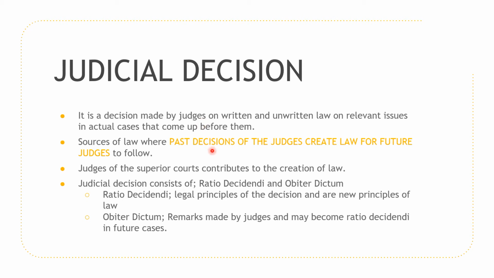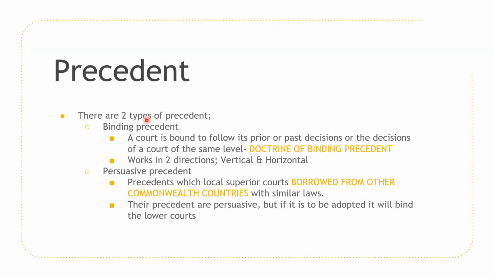Precedent means something that precedes or comes before. Hence, the judicial decision is a law source where past decisions of the judges create law for future judges to follow. There are two types of precedent, binding and persuasive precedent.